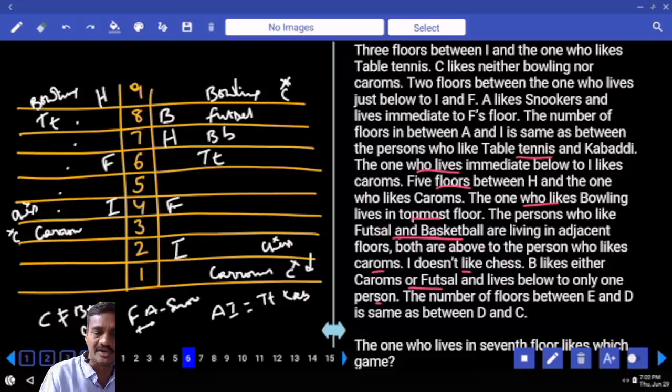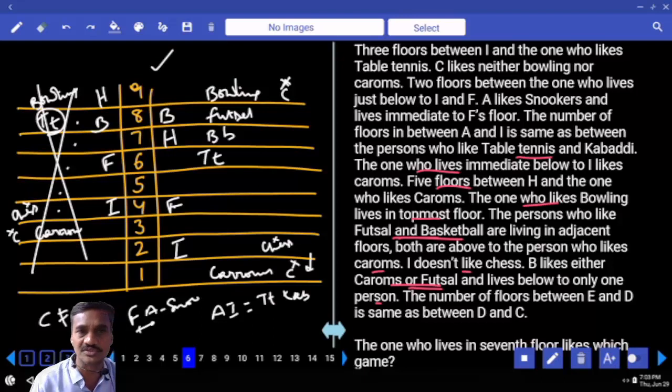Isn't it? Now B likes either caroms or futsal. Now this person B is immediately below this one and this person likes table tennis, which is ruled out. And so we are left with only this.